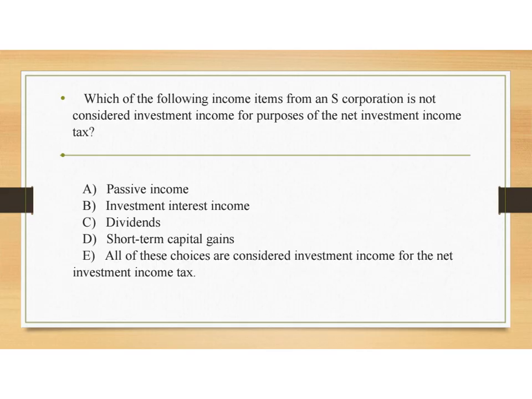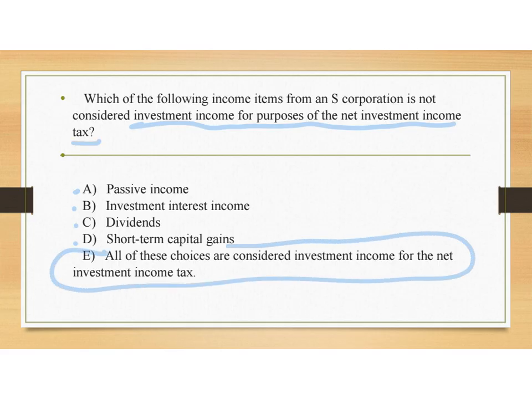All right, so this is the final problem for this whole set. Which of the following income items from an S corporation is not considered investment income for the purposes of the net investment income tax? Okay, and so let's look at our options. We've got passive income, we've got investment interest income, we've got dividends, we've got short-term capital gains. Okay, guess what? All of those things are considered investment income for the purposes of the net investment income tax. So E is your answer.